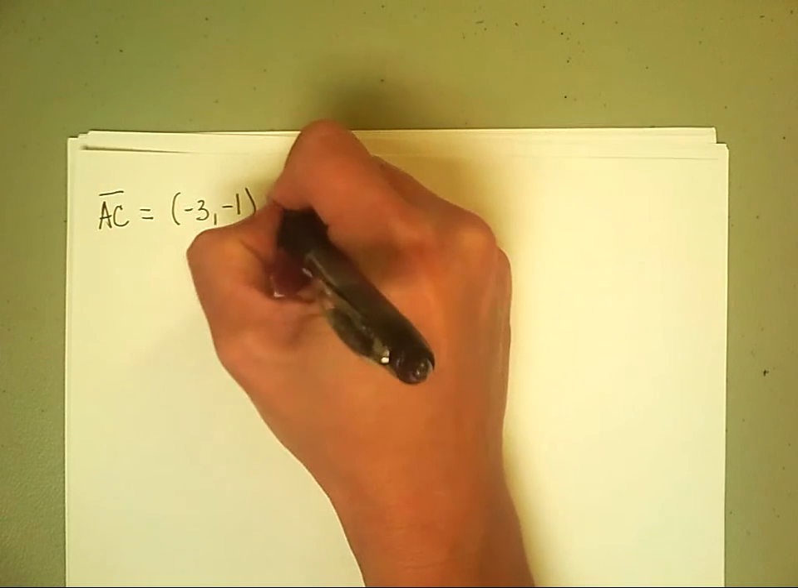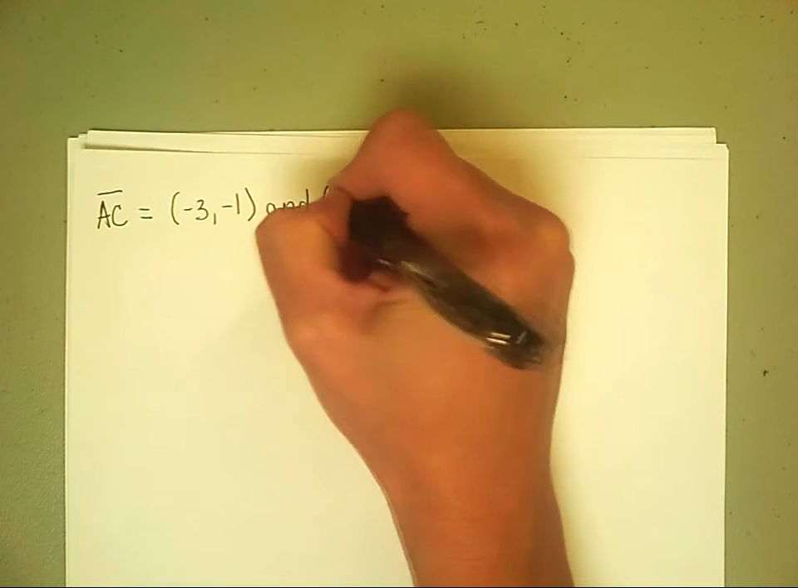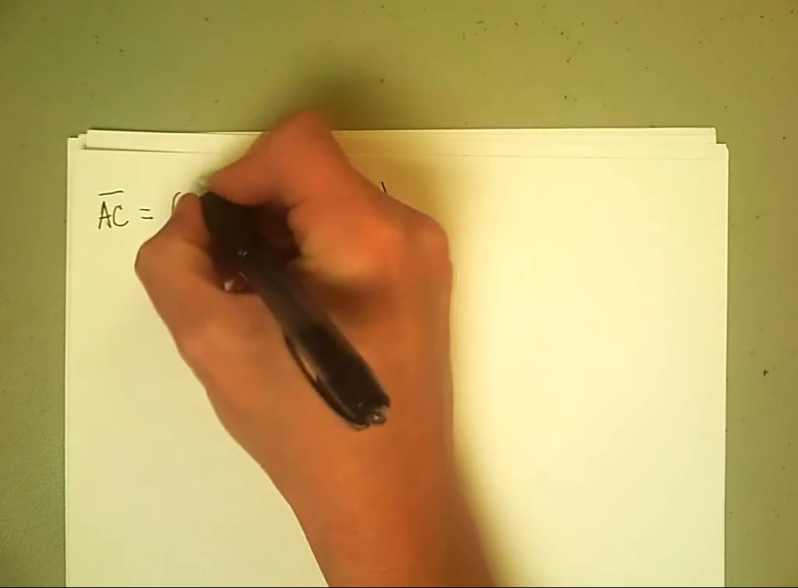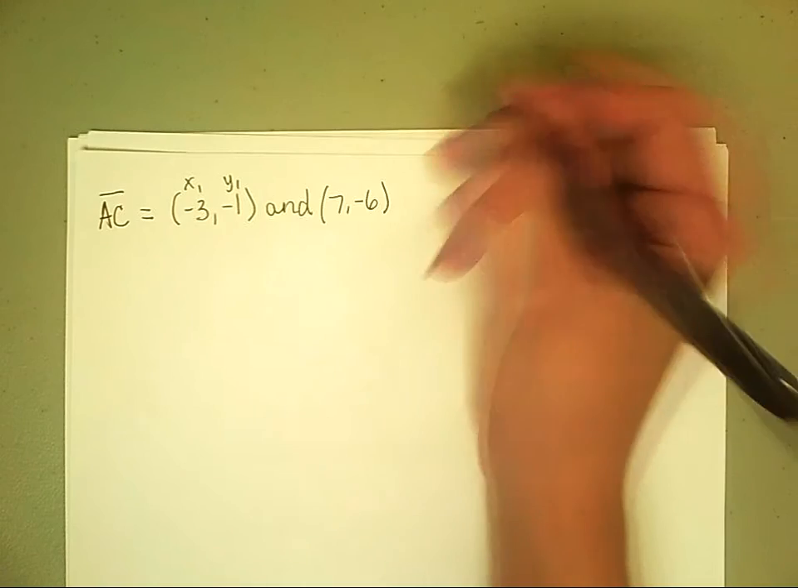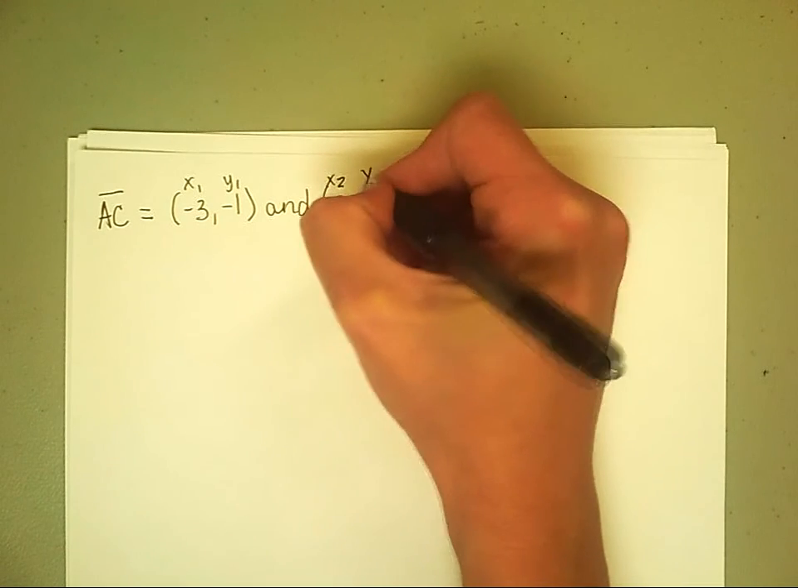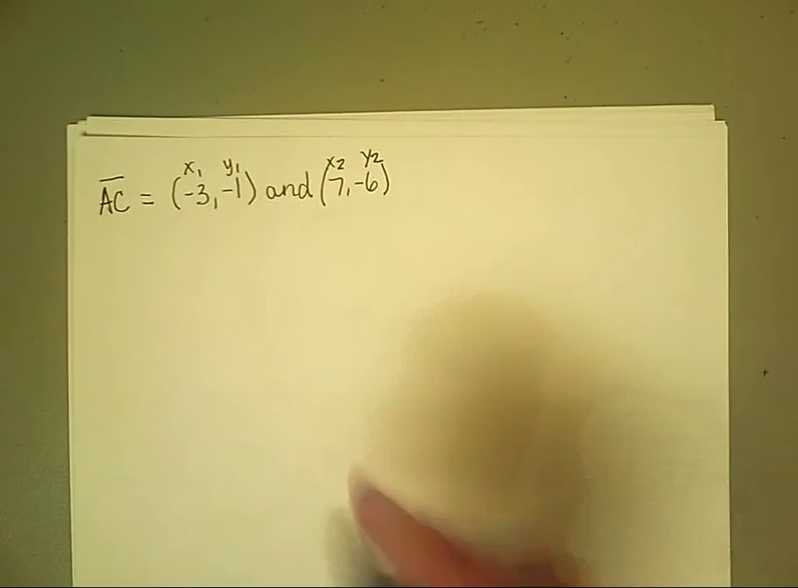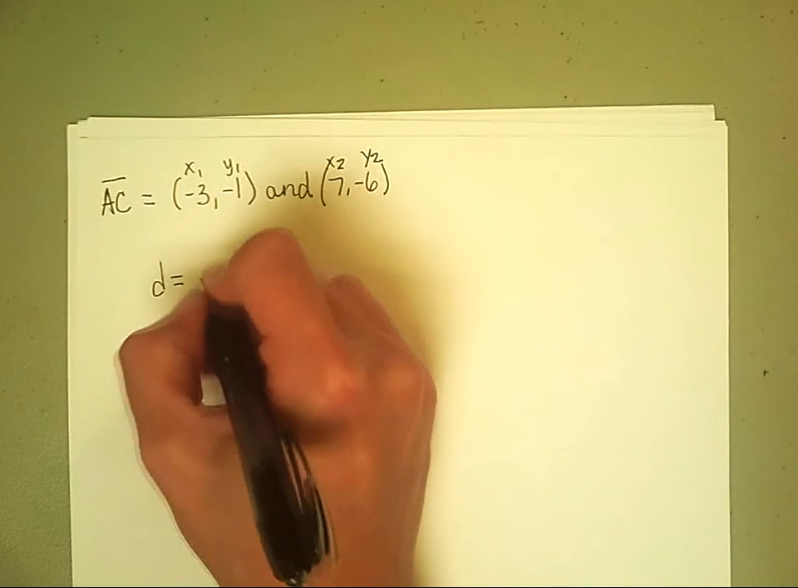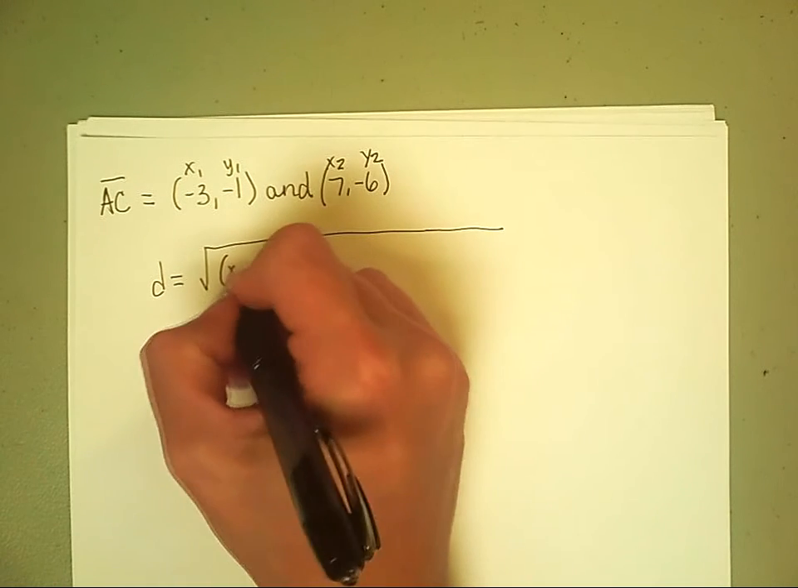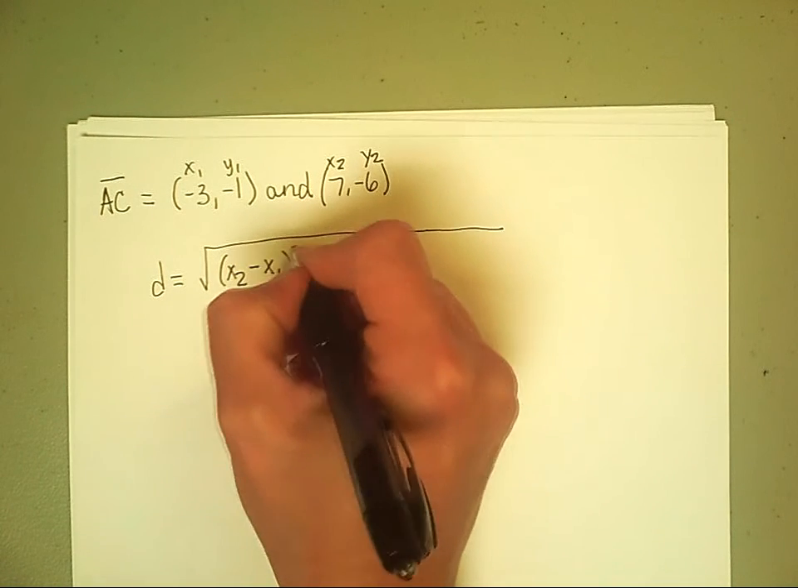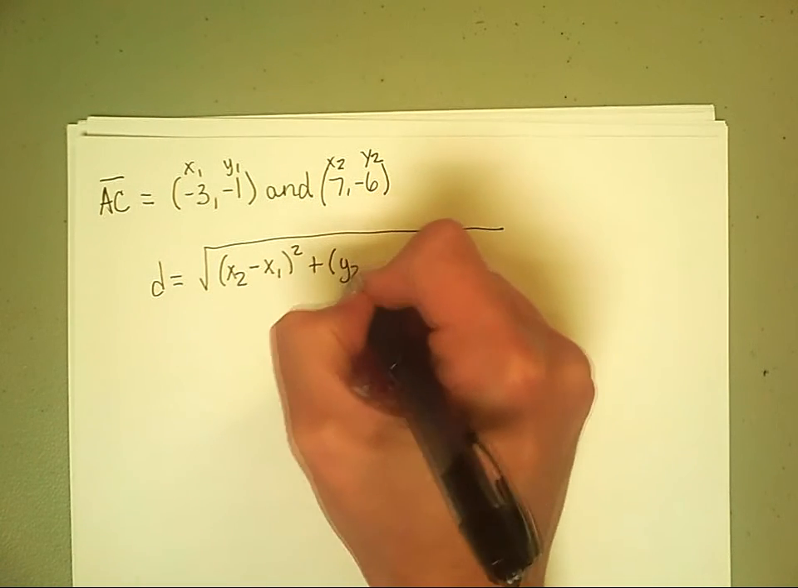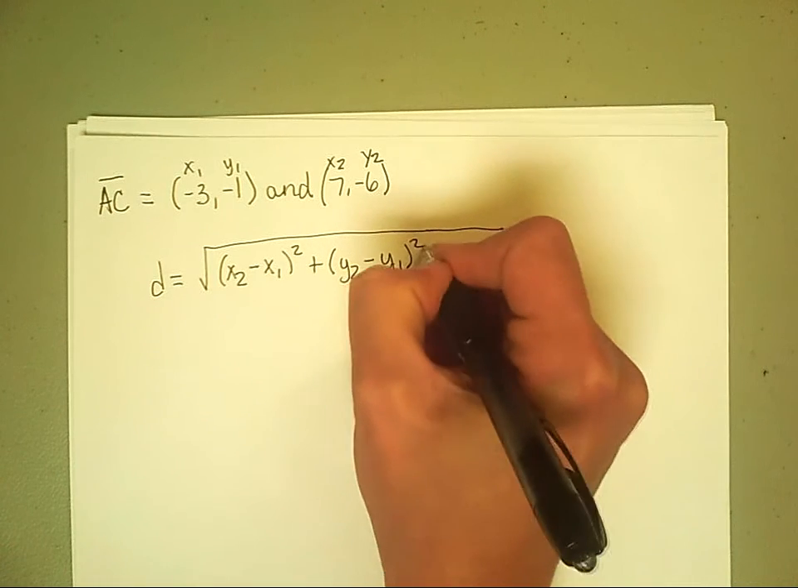Let's now find the distance between A and C. From A to C, A starts at -3, -1, and C is 7, -6. So we'll call this one x1, this one y1, this one x2, this one y2. Now we know that the distance is the square root of x2 minus x1 squared plus y2 minus y1 squared.